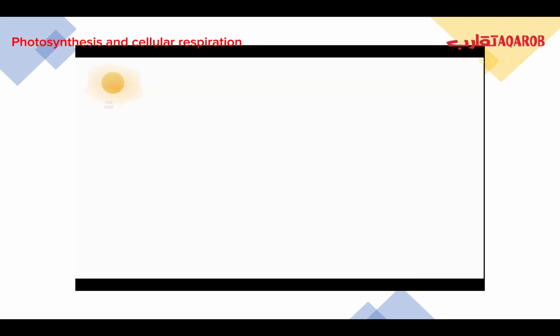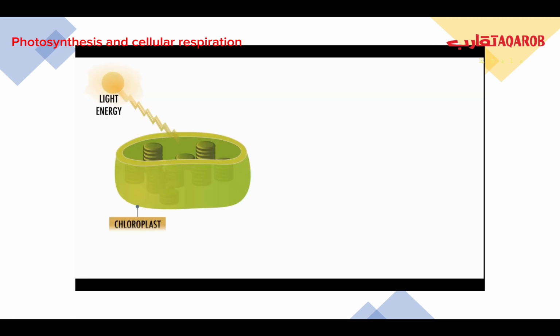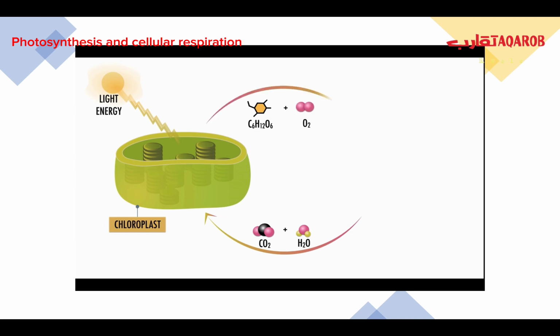Energy from the sun reaches the chloroplast of a plant, and by taking in water and carbon dioxide, the chloroplast will convert energy from the sun into energy locked in the bonds of glucose. Oxygen is also released as a byproduct. This process is called photosynthesis.